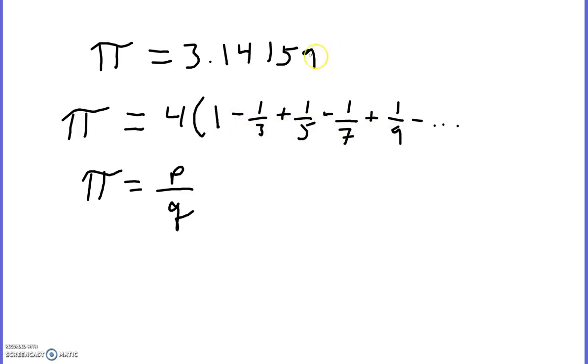I mean, think about it. How do they get a decimal that goes on and on forever? How do all these people get all these decimals? How do the computers calculate it with this pattern here? So I've got a little bit of homework for you. I want you to see how this pattern works.